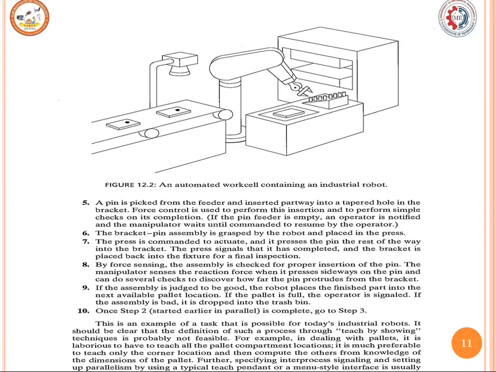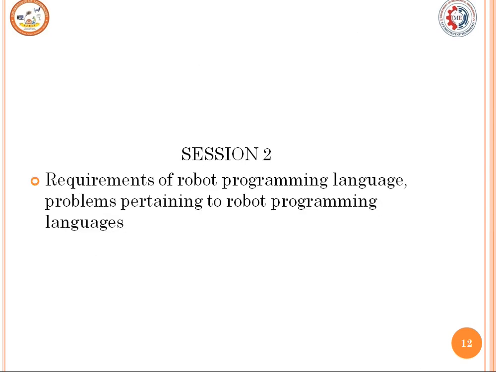Further, a pin is picked from the feeder and inserted part way into the tapered hole. Like this, the sequence keeps on going for each component, and all the components are added in the required pallet by the robot. So with the vision system, you will be able to use the maximum.